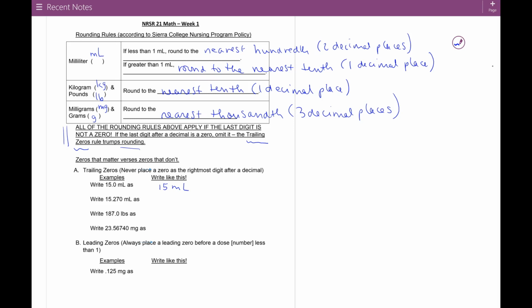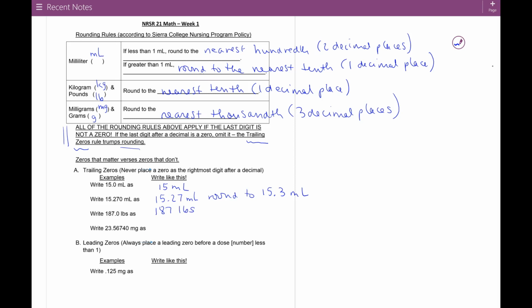Then if we have 15.270, we would write it as 15.27, but then it's greater than 1 milliliter, so we should round to 15.3. Then 187.0 pounds, we should write as 187 pounds, so the trailing 0 rule trumps the rounding rule.